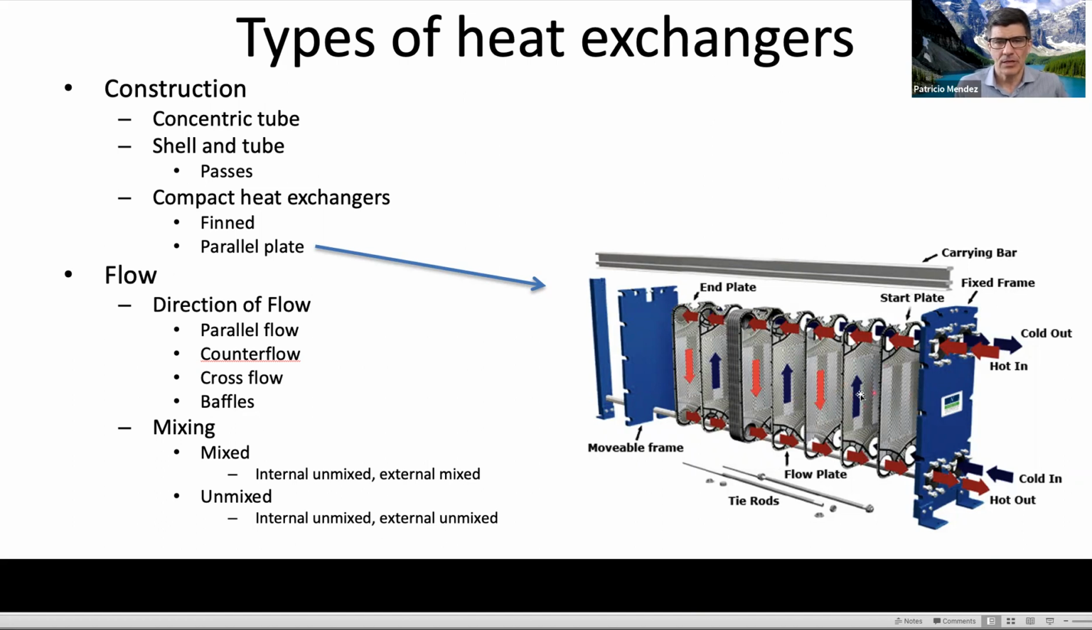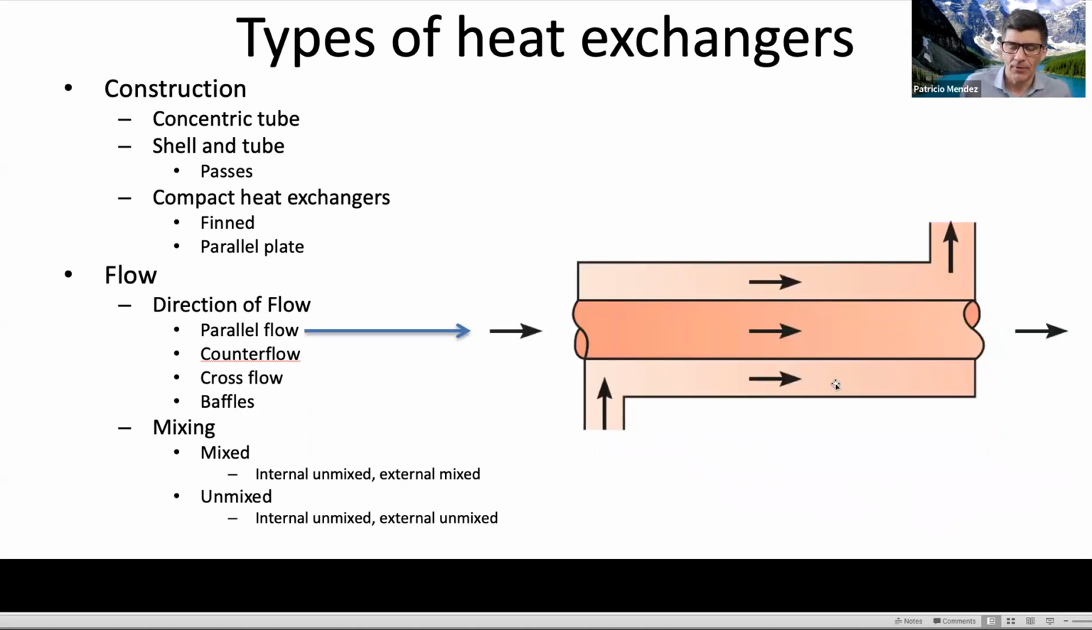These type of heat exchangers, the parallel plate, they are parallel flow, so they are counterflow. And the interesting thing, if it is counterflow, the correction factor we discussed last time is 1. So this very complex looking heat exchanger is actually easier to calculate than a one shell, two passes heat exchanger.